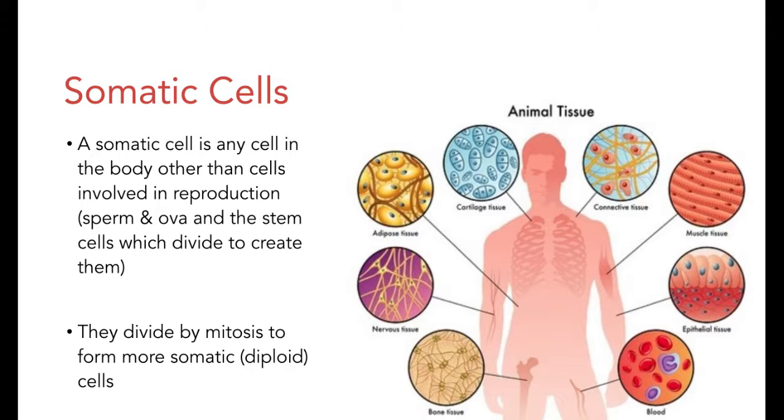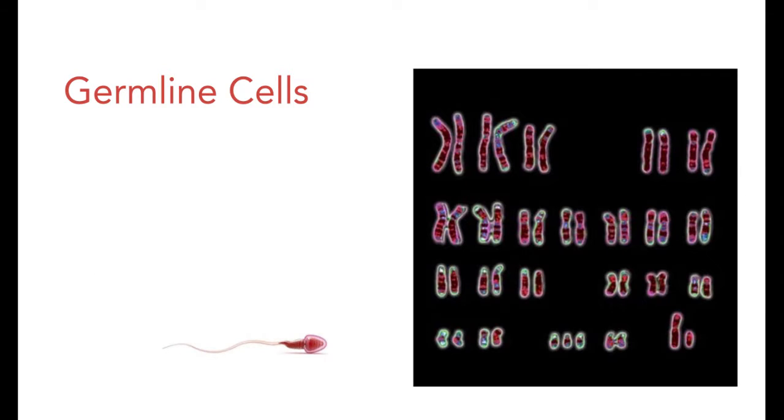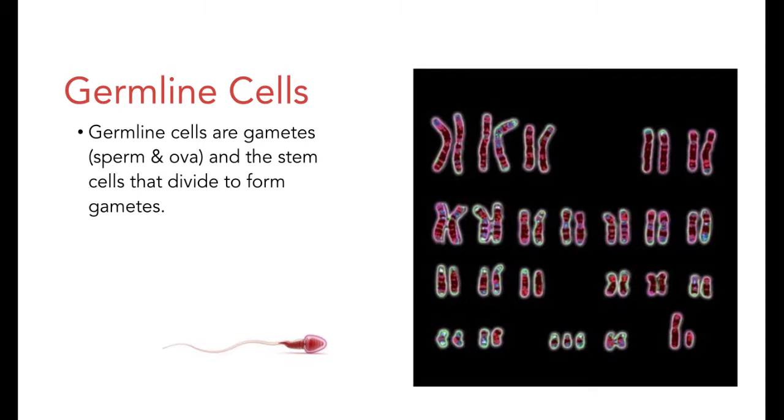Now your somatic cells divide by mitosis to form more somatic cells, okay? So remember, mitosis maintains the chromosome complement. That means the cells remain diploid after cell division. Now, germline cells, if we look at the DNA here, they're lined up as the 23 pairs of chromosomes. Each pair is called a homologous pair of chromosomes.